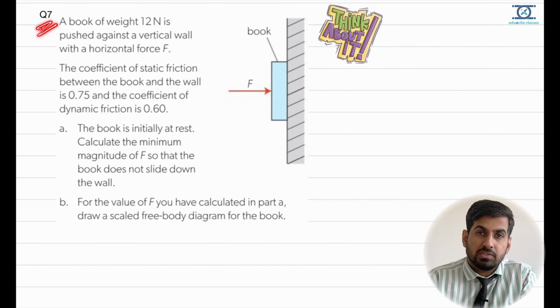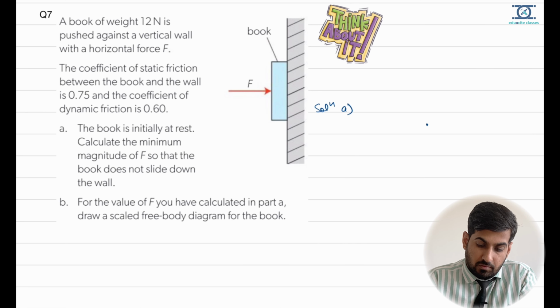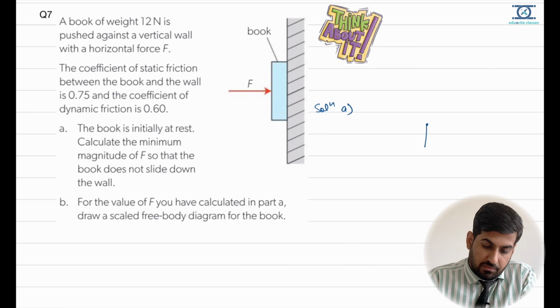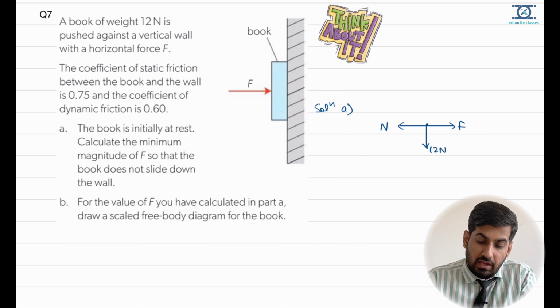Okay, now first of all you have to draw the free body diagram. So if I want to draw, let us say this is a point mass object, a book. Okay, so we know what the forces acting are. One is the weight of the book, which is already given as 12 Newton. Then there will be a normal reaction force acting perpendicular to the surface. Let us name it N. A force F is acting, let us say F, and a friction will be acting in the upward direction.